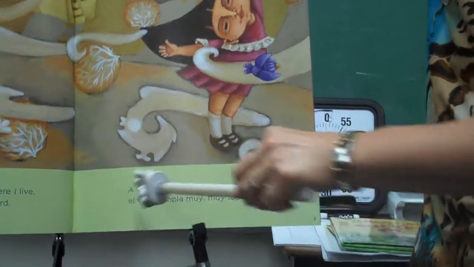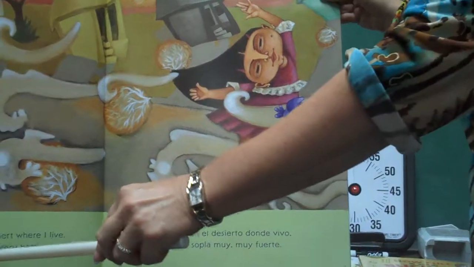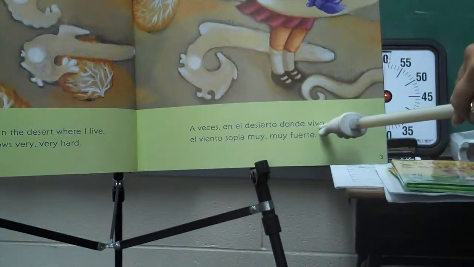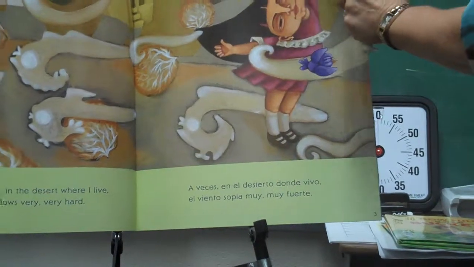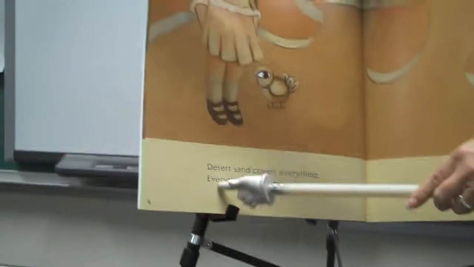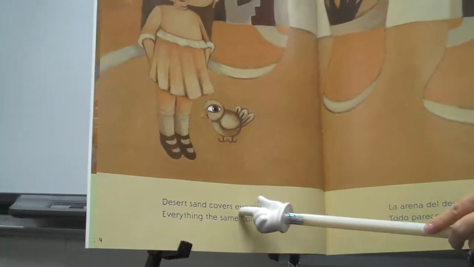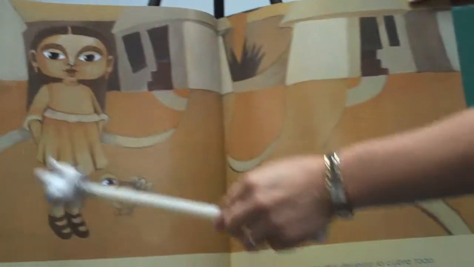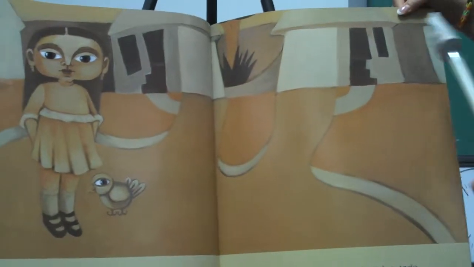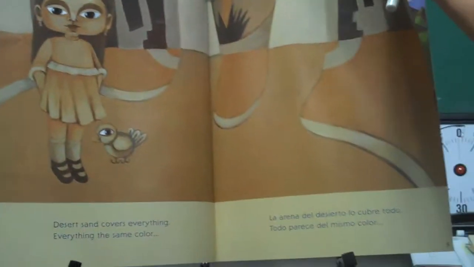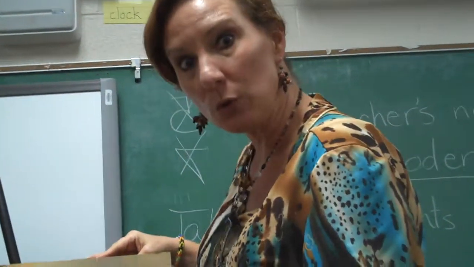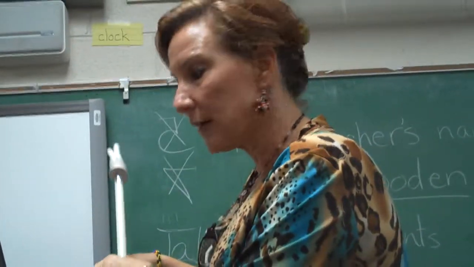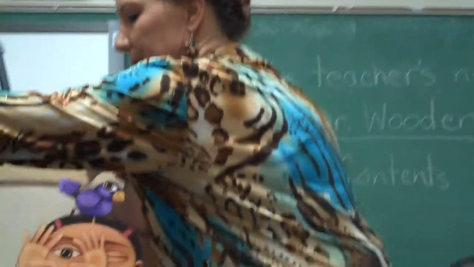Okay. Oh, I can't read that part. You know what? This is in Spanish. So one side is in English and the other side is in Spanish. Okay? So the wind blows very hard in the desert. Desert sand covers everything. Everything is the same color. Look at that. Kind of a sandy clay color. It is. Think about how this is different from where you live. Okay? How is it different and how is it the same? Okay?